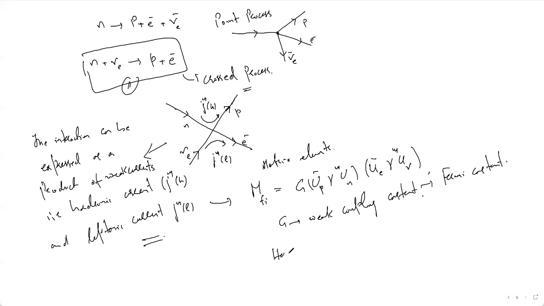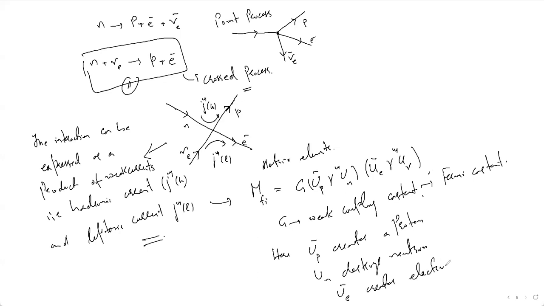Here, this UP bar actually creates a proton. It creates a proton. UN destroys the neutron in the process. UE bar creates the electron. And U nu destroys the neutrino.